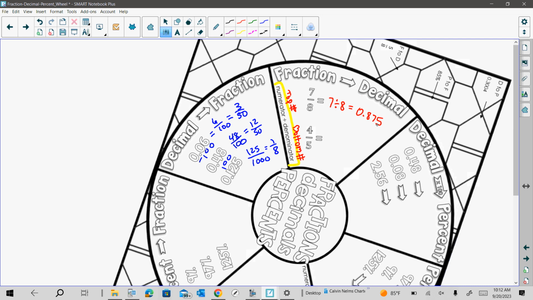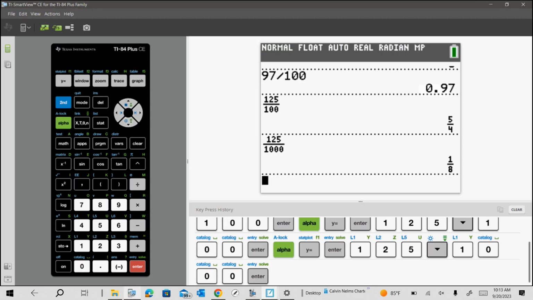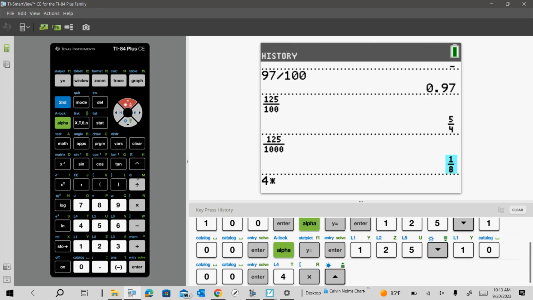So here this would be 4 divided by 5, which comes out to be 0.8. But yeah, just go to your calculator and do 4 divided by 5. Finish.